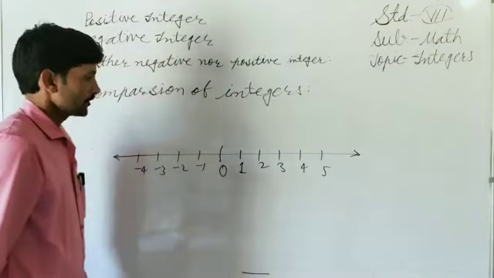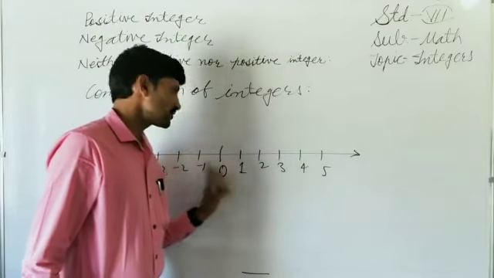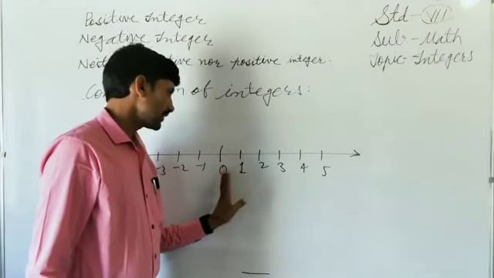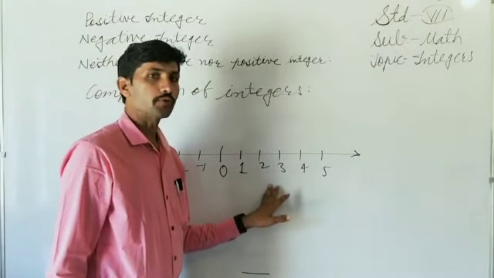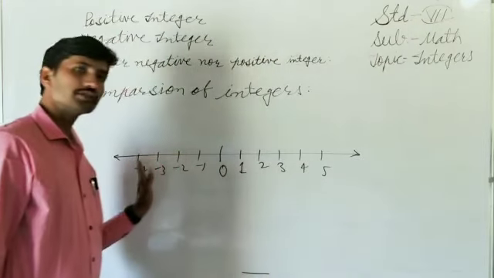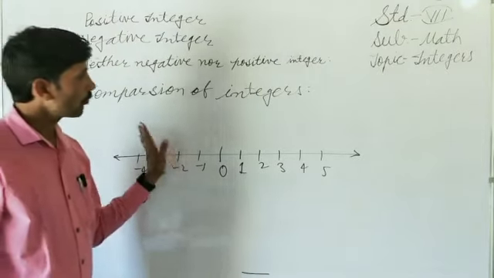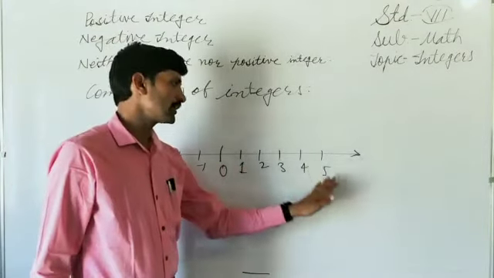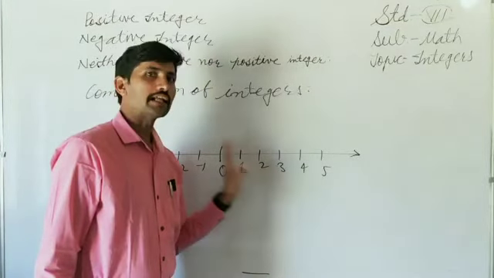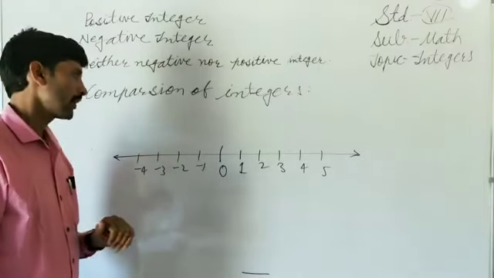Okay. So here all these integers are greater than 0. So easily we can identify that an integer to the right side of 0 is greater than 0, and an integer to the left side of 0 is smaller than 0. So the comparison of all the integers with 0 is very easy. If it is a positive integer, then it is greater than 0. If it is a negative integer, it is less than 0.